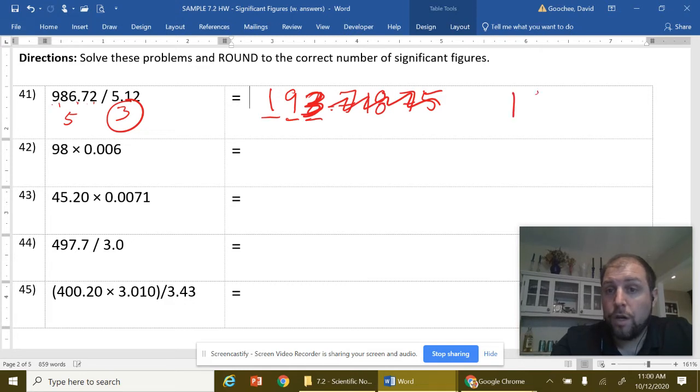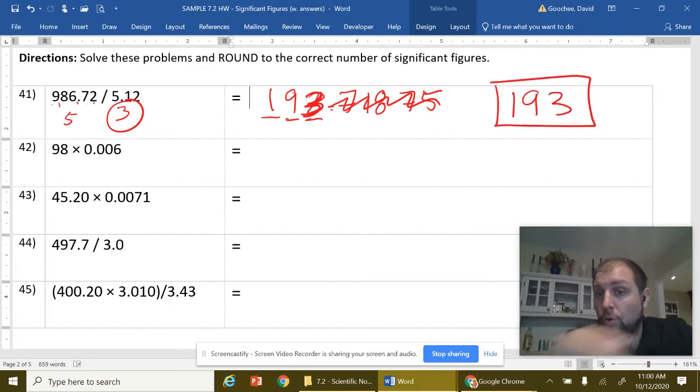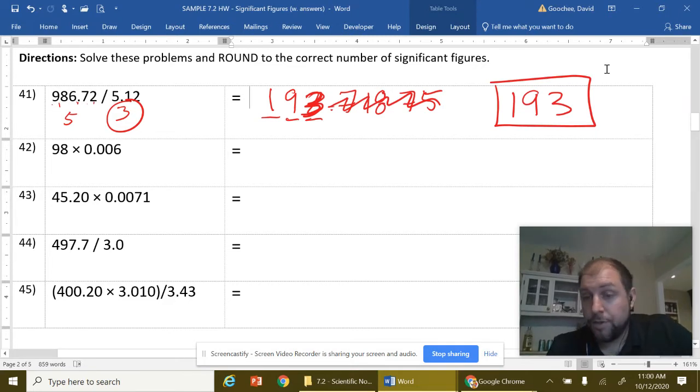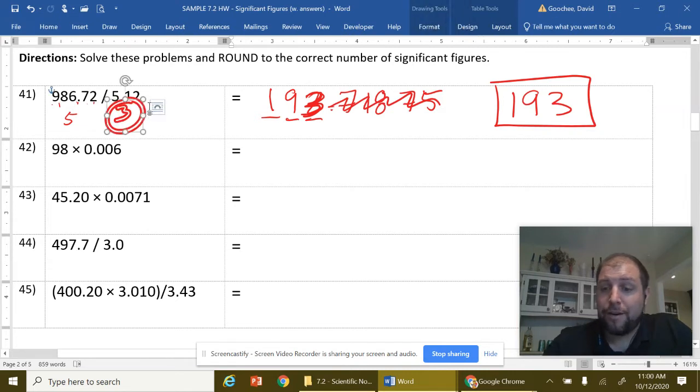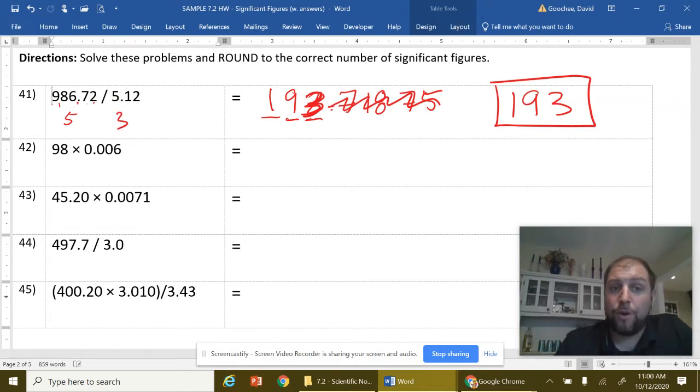The answer is 193. That's it. No more, no less. It's 193 because that's as certain as we can be here. We can't say what comes after that 3 because we don't know what came after the 2 over here. We don't know what came after 5.12. So 193 is as far as we can get. Let's look at another one.